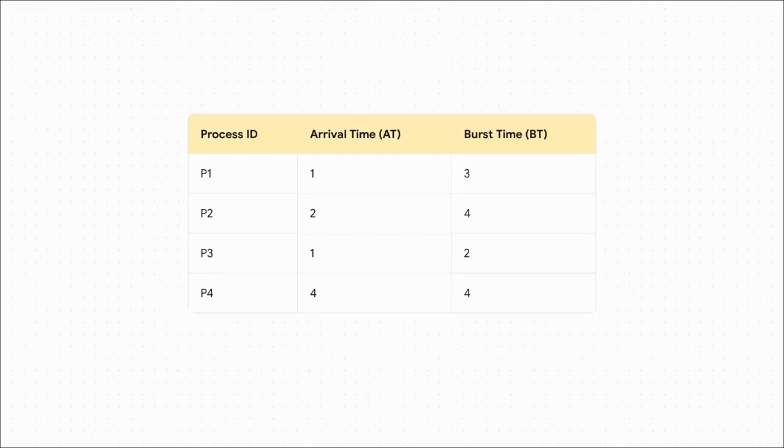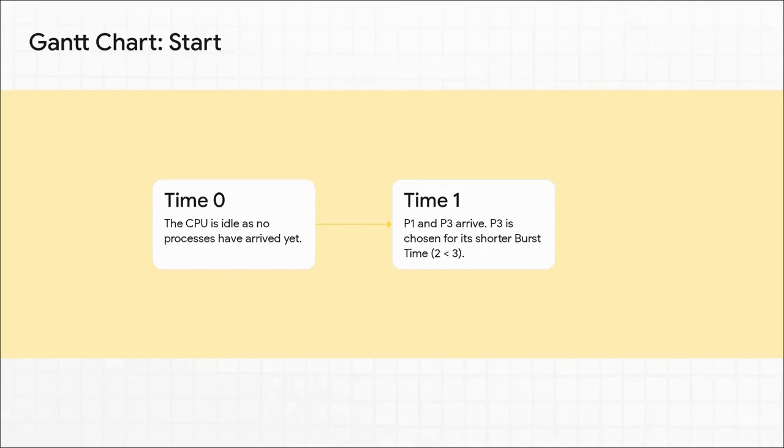All right, enough theory. Let's put this thing to the test with a real example. So here we've got 4 processes, P1 through P4. You can see each one has an arrival time, that's when it shows up, and a burst time, which is how long it needs the CPU. So let's walk through this and see how our non-preemptive scheduler would handle this exact situation. Okay, let's build the Gantt chart for this. At time 0, nothing's happened yet, so the CPU is just sitting there, idle. But then, at time 1, boom! 2 processes arrive at the exact same time, P1 and P3.